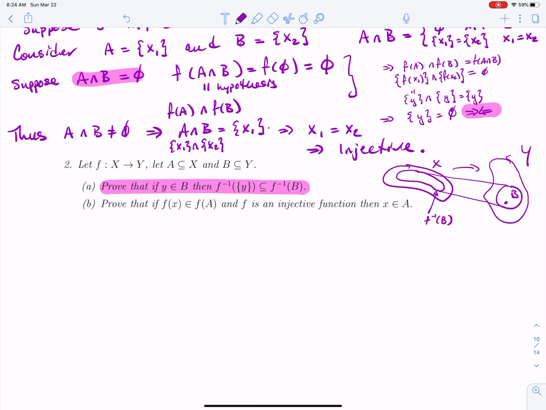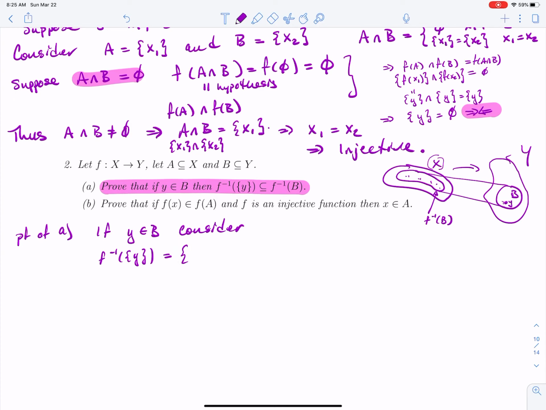We're going to look at the pre-image of an element inside of B, and we're going to make the astonishing realization that the pre-image of y, if we look at it in X, is going to be sitting inside of the pre-image of B. That's not enormously surprising. So let's prove that. Proof of A. If y is contained in B, and I consider f inverse of y.